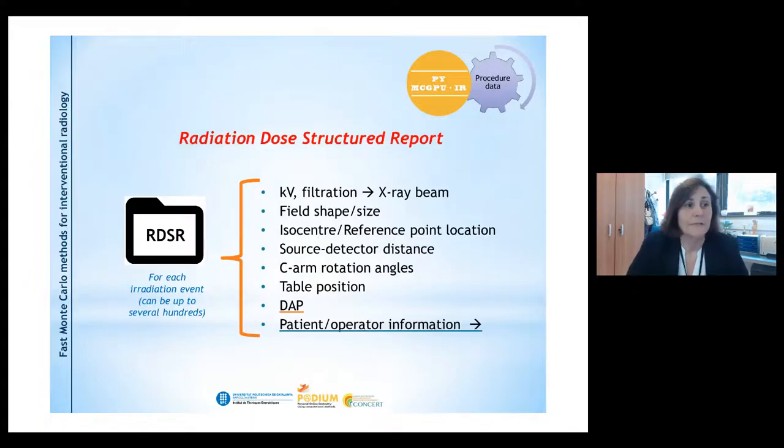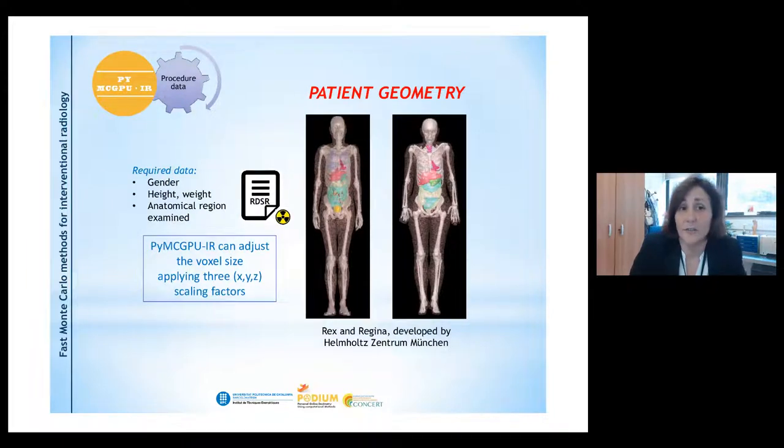So, for instance, what is the information that we need regarding the working conditions of the X-ray system? We need to know the kilovoltage peak, filtration, field shape, isocenter position, table positions, and so on. And specifically from the patient, we need to know some basic information such as the gender, and also height, weight, and the anatomical region examined.